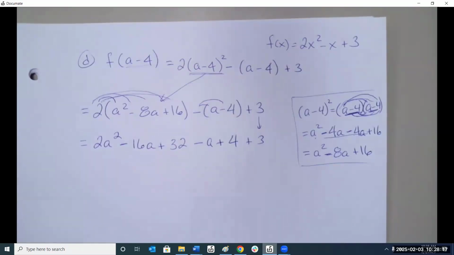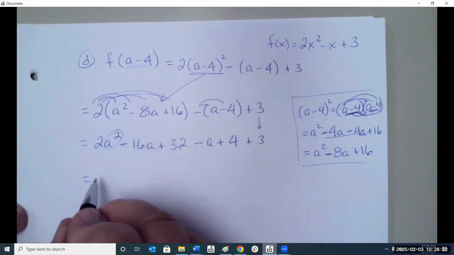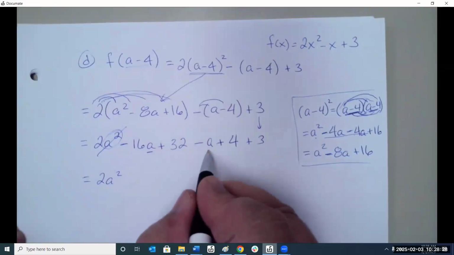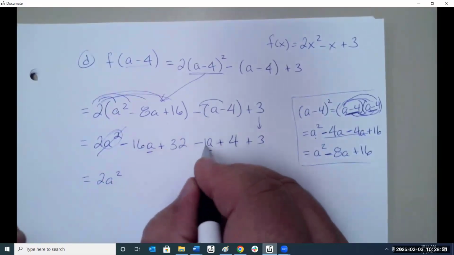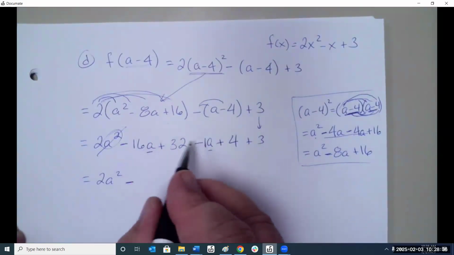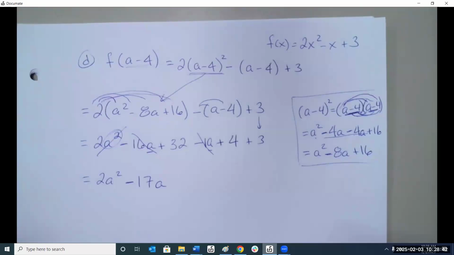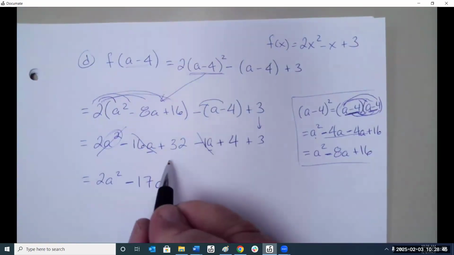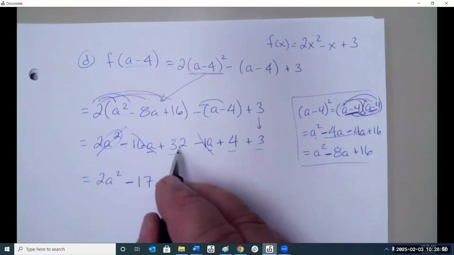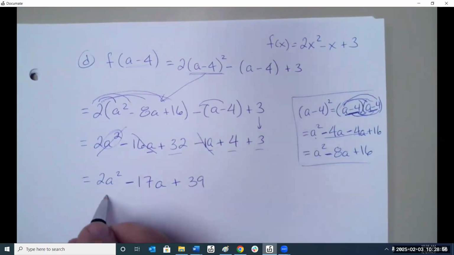Whenever you get rid of parentheses, always combine like terms. So the a squared terms, we only have two of those, a squared. How many a's do we have? We have negative 16 here and negative 1 there. They're both negative, so add the numbers. 16 plus 1 is 17. Then the integers. They're all positive, so the answer is going to be positive. 32 plus 4 is 36. 36 plus 3 is 39. There's that answer.